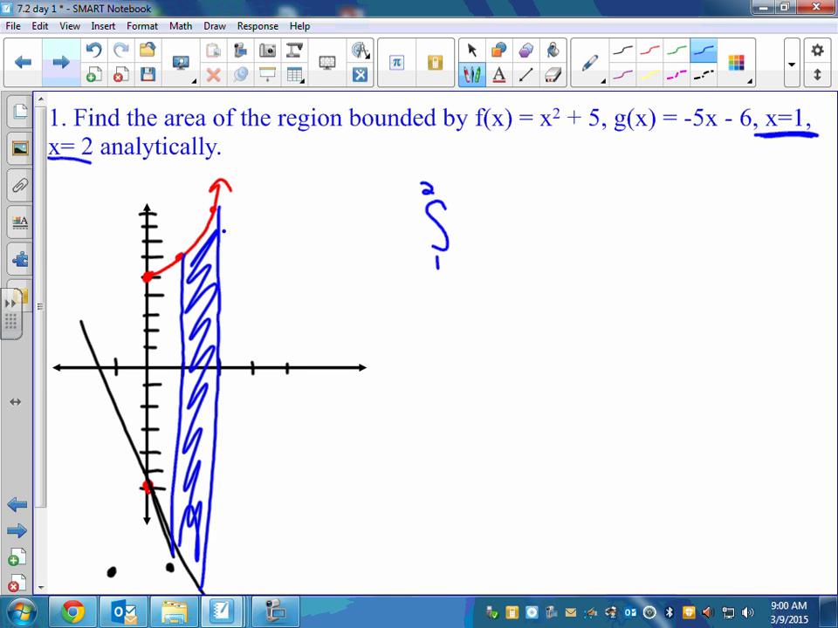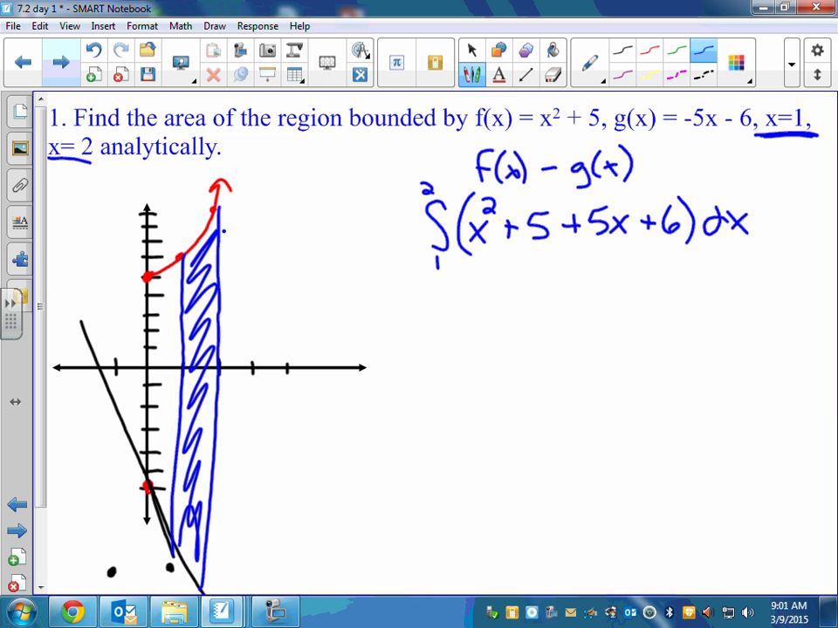So I'm going to take x squared plus 5 minus the bottom function, and this is where you've got to be careful. I'm going to distribute that negative and say that's going to become plus 5x plus 6 dx. It's minus, right? Like it should be here, f of x minus g of x. I just distributed.